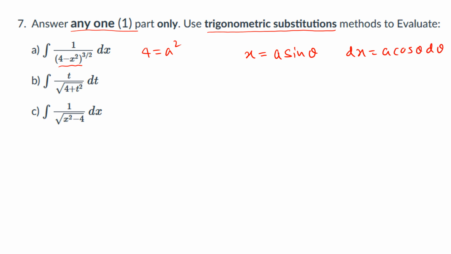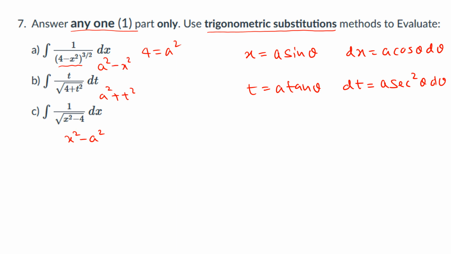For the second one, this is the a squared plus t squared type. When you have a plus sign, you're going to go for tangent. So in this case, t equals a tangent theta. If you take the derivative, dt is a secant squared theta d theta. And then the third type is x squared minus a squared. So this is the x squared minus a squared type, this one is the a squared plus t squared type, and this one is a squared minus x squared. Those are the three types.